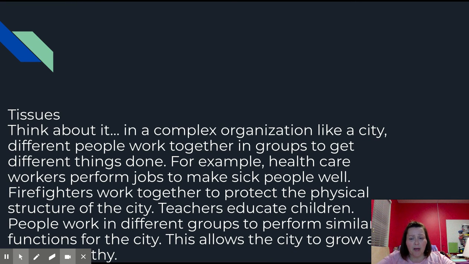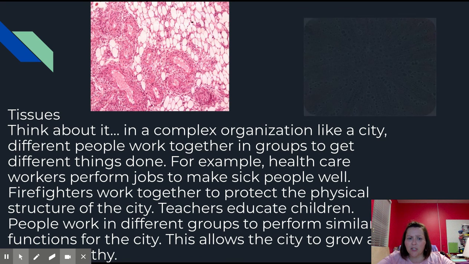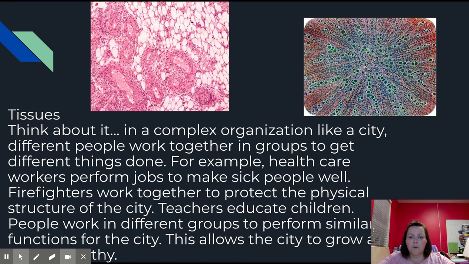Tissues. Think about a complete organization like a city. Different people work together in groups to get different things done. For example, healthcare workers, like a doctor, perform jobs to make sick people well. Firefighters work together to protect the physical structure of the city. And teachers educate children. People work in different groups to perform similar functions for the city. This allows the city to grow and stay healthy.